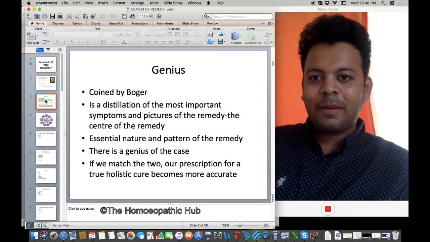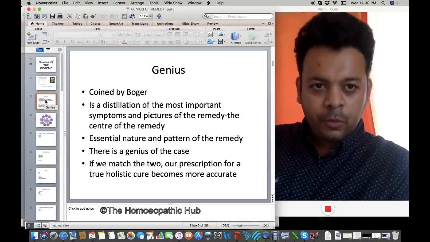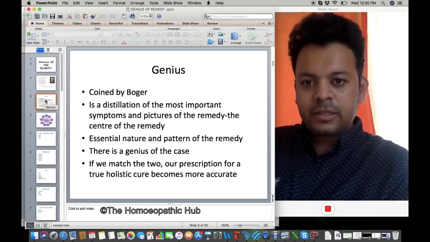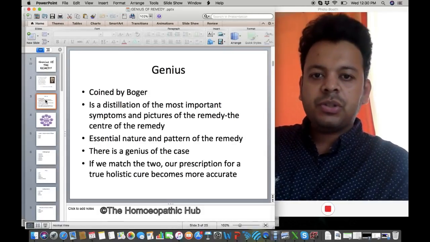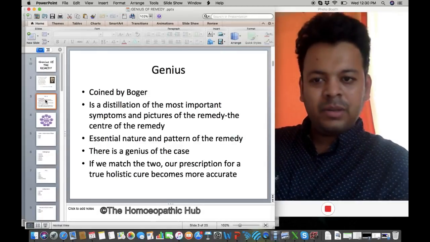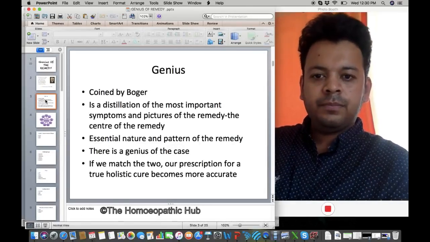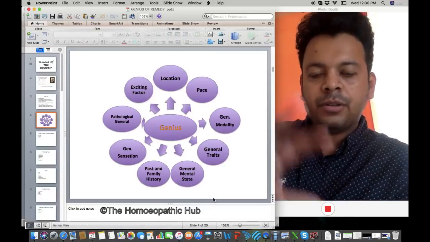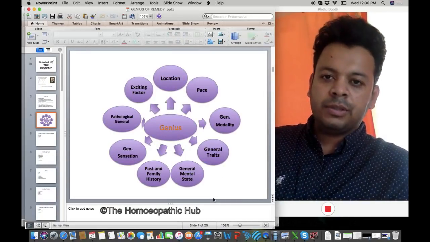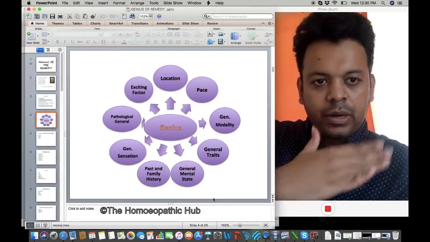Okay, let's come back to what is genius. Genius was coined by Boger. It is basically a distillation of the most important symptoms and pictures of the remedy, the center of the remedy, the essential nature, the essence, the pattern. So, for you, I made a small picture. What is a genius? So, genius consists of different areas.